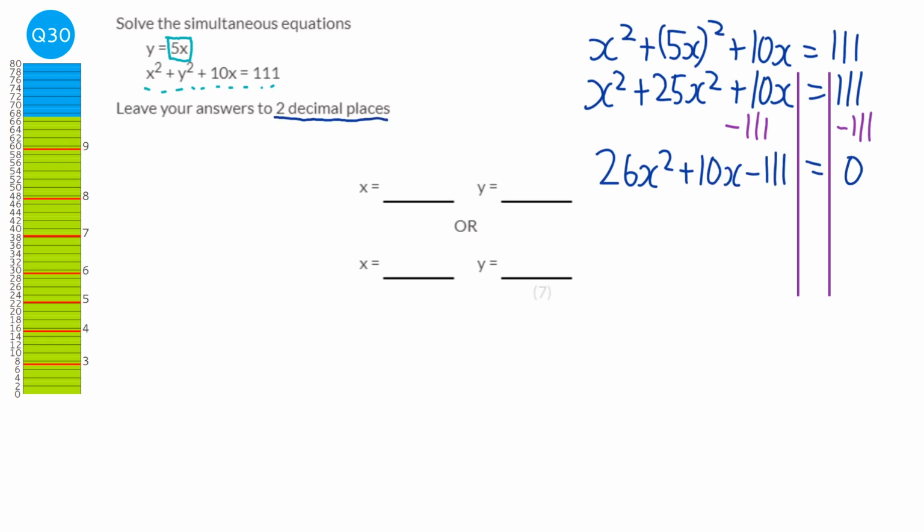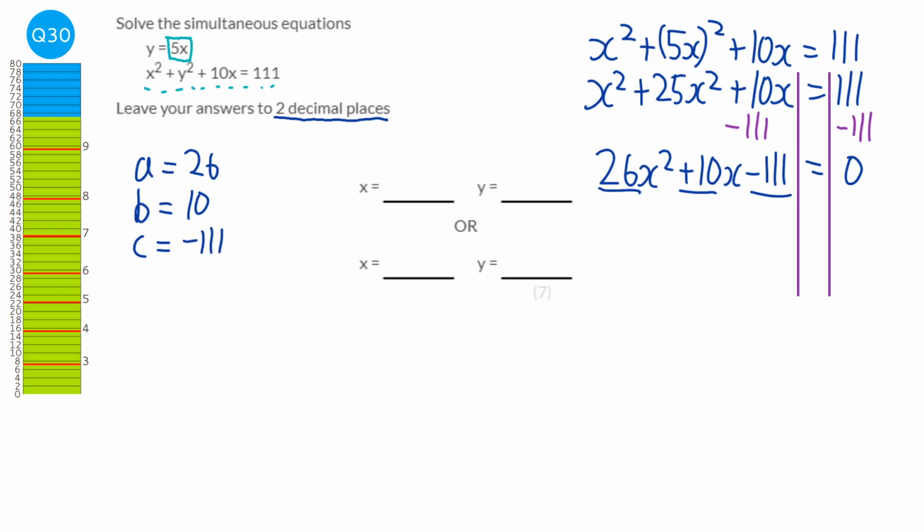So looking at the question, it says 2 decimal places. It's a calculator question. Chances are we're going to be using the quadratic formula. So for the quadratic formula, we need to find out what a, b, and c are. A is the coefficient of the x squared, which is 26. B is the coefficient of the x, which is 10. And c is the number on its own, which is minus 111.